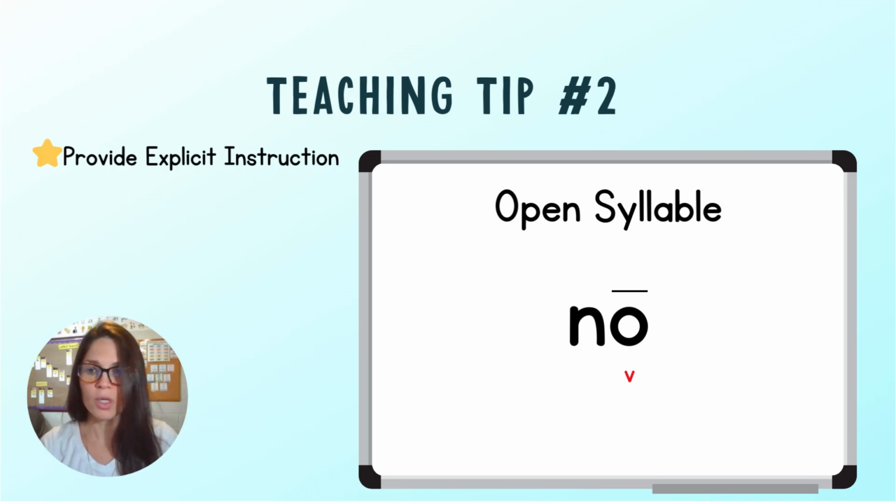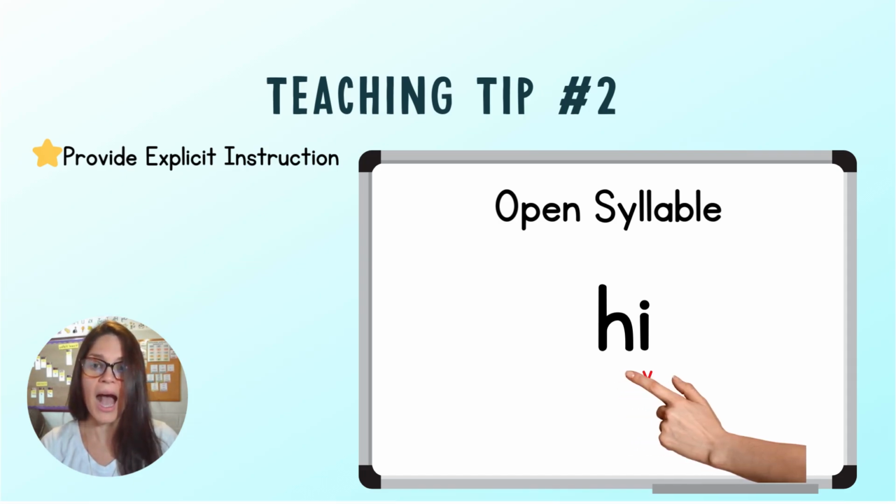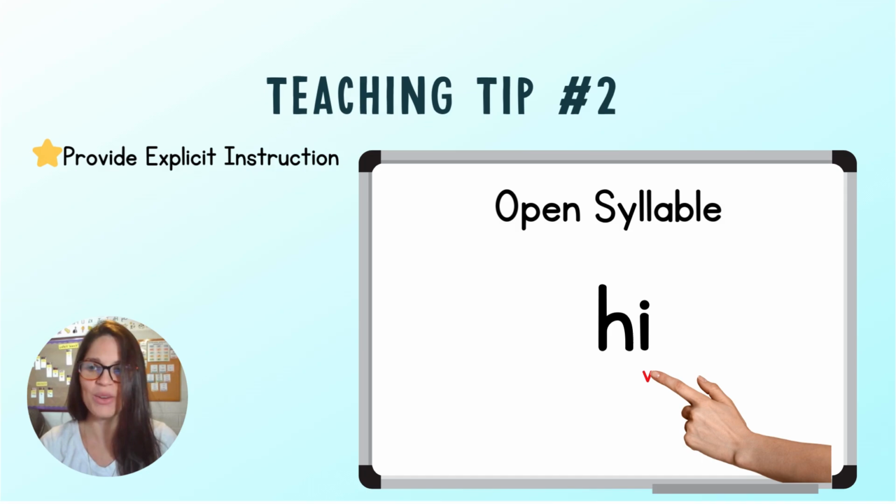Let's look at another word together. What is the vowel letter in this word? Right, it's the letter I. Do you see any consonant after the vowel? No. So this means that the syllable is open. So the vowel makes its long sound, I. Let's blend the sounds together to read the word. I, hi. Hi, great job.